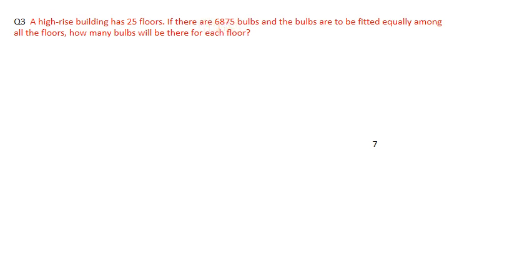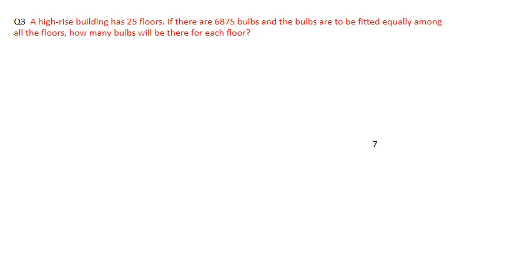6,875. And the bulbs are to be fitted equally among all the floors. How many bulbs will be there for each floor? Now look here, student, each floor. I have told you that whenever we want to find out anything, whatever is given in the question, we are supposed to divide. And when each is given, what do we do? We multiply. Now what is asked here? In the question, they have asked how many bulbs will be there for each floor. So in this case, we will divide it.